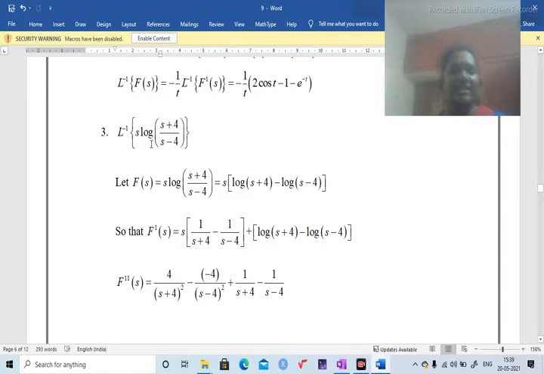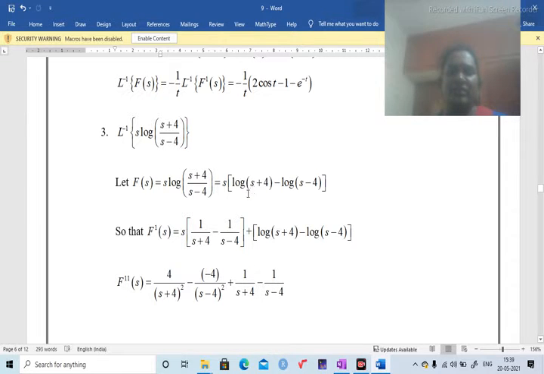So L inverse of s into log of (s plus 4) by (s minus 4). Take f of s as s into log of (s plus 4) by (s minus 4). Here log a by b, that means log a minus log b. Find out f dash of s, that is s.